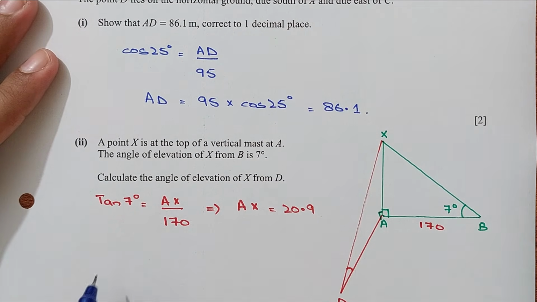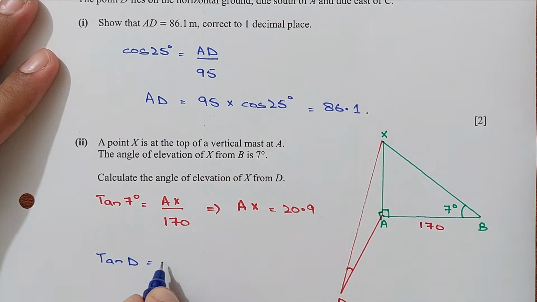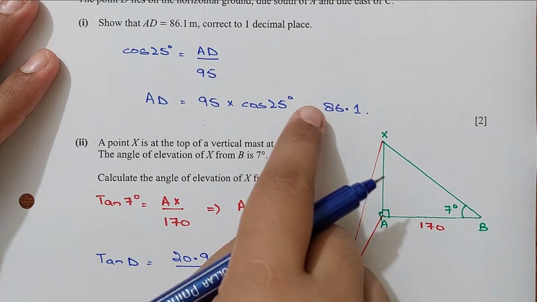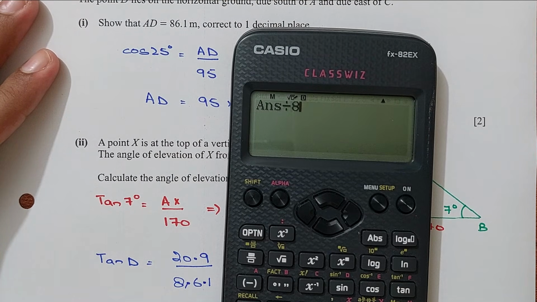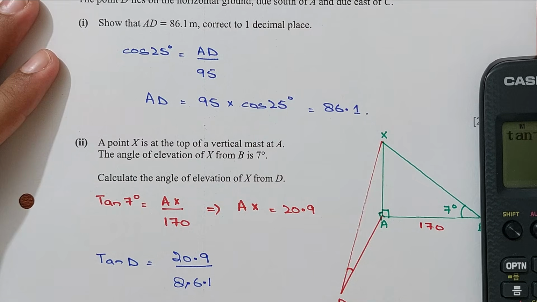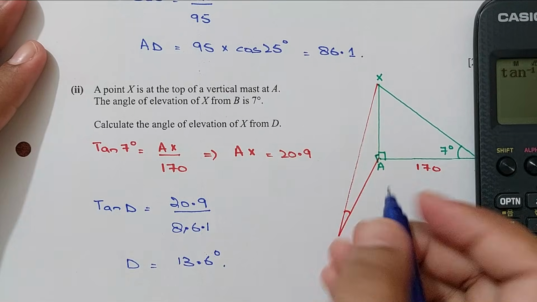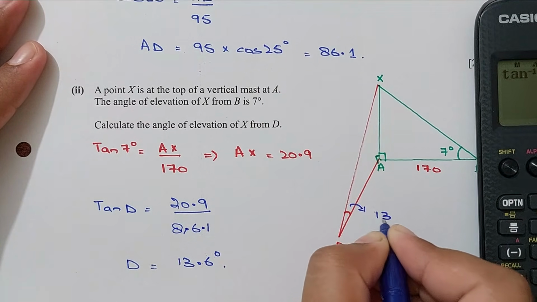So if I use again tangent of angle D, it is the opposite over adjacent. Opposite is AX, which is 20.9, over the adjacent side AD, which is 86.1. This is dividing by 86.1, and tangent inverse of the answer is 13.6. So the angle of elevation of D is 13.6 degrees, right? This angle is 13.6.